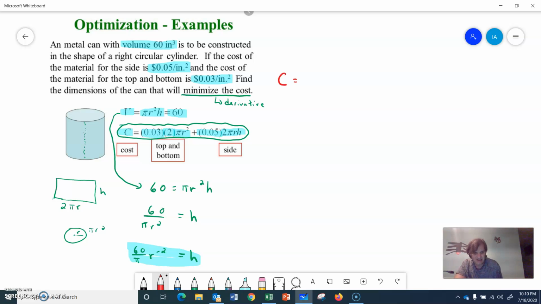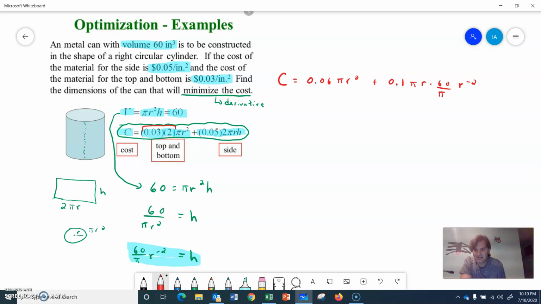And let's just go ahead and say the 3 cents times the 2 will be 6 cents. That'll save us a little bit of writing. Pi r squared. Okay, so that was already all in terms of r. Then the other one here, the 2 times the 5 cents, that'll be 10 cents, so 0.1 pi r part of the formula, and what I want to replace is the h, and I'm going to have to replace it with 60 over pi r to the negative 2.